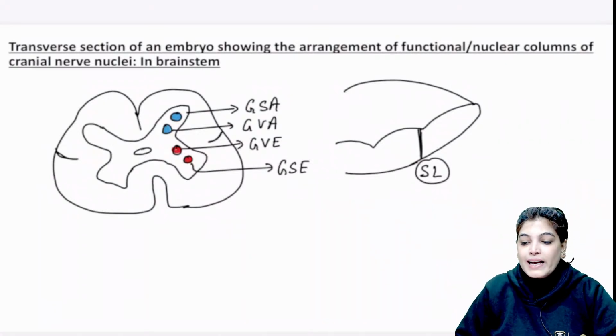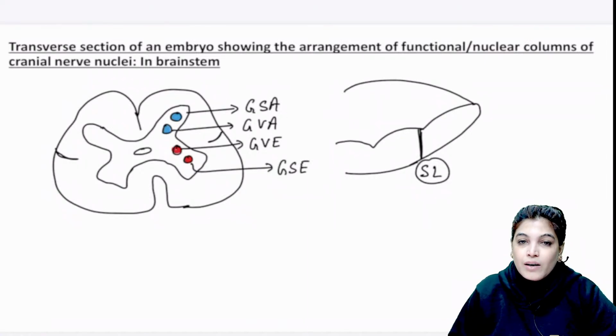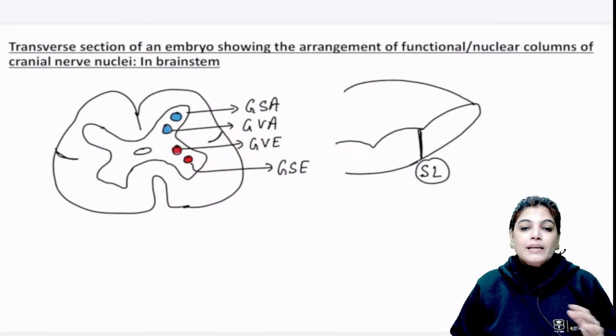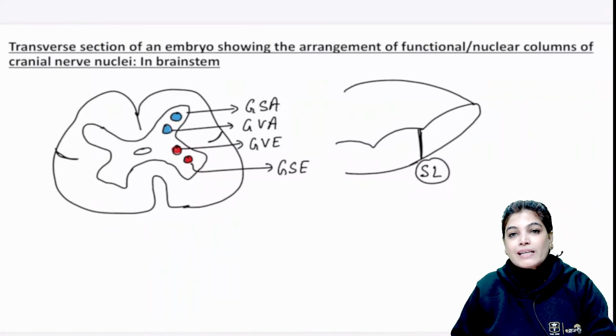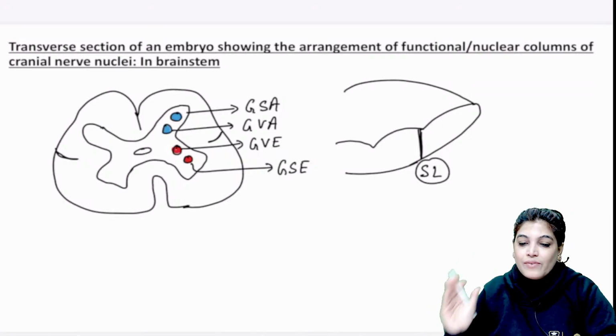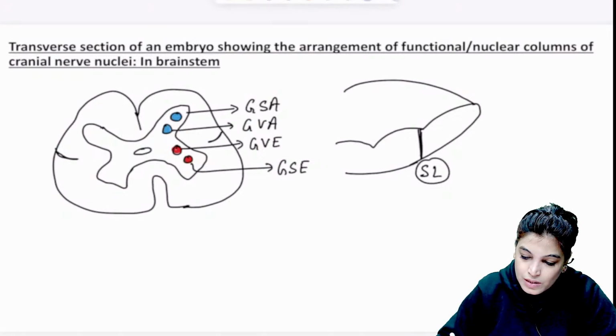So that is called the special visceral or branchial component. Now an extra column appears in between the visceral and somatic. So together, how many functional columns are there? Six. Now other than that, an extra column is also formed, for special sensations, and that is called special somatic afferent. So together there are 7 functional columns formed. So now we will use this.